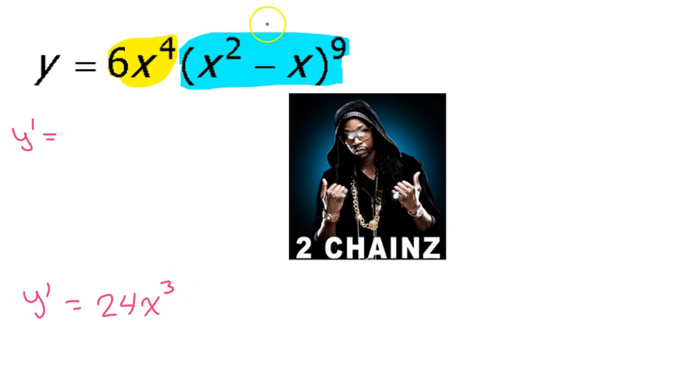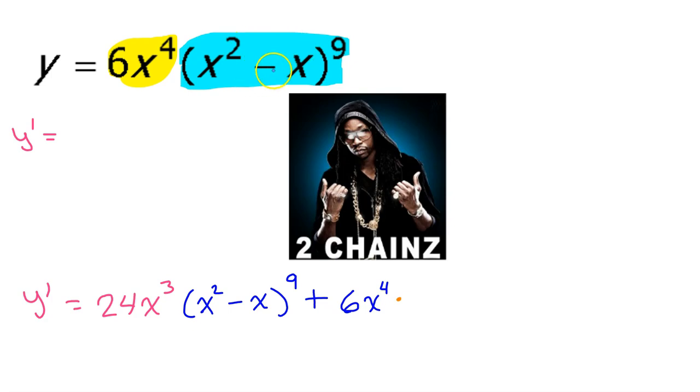The first time through, you leave the second function alone, unchanged. So x squared minus x to the 9th power. And then you put a plus and you go through it again. The second time through, you leave the first function unchanged, 6x to the 4th power. But now it's time to multiply by the derivative of the second function.